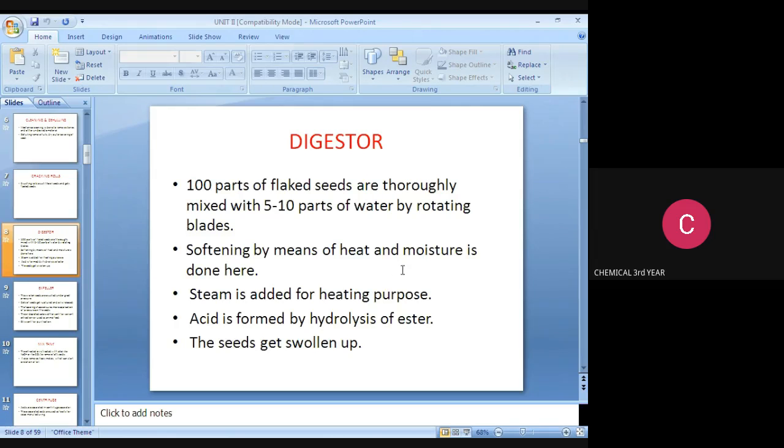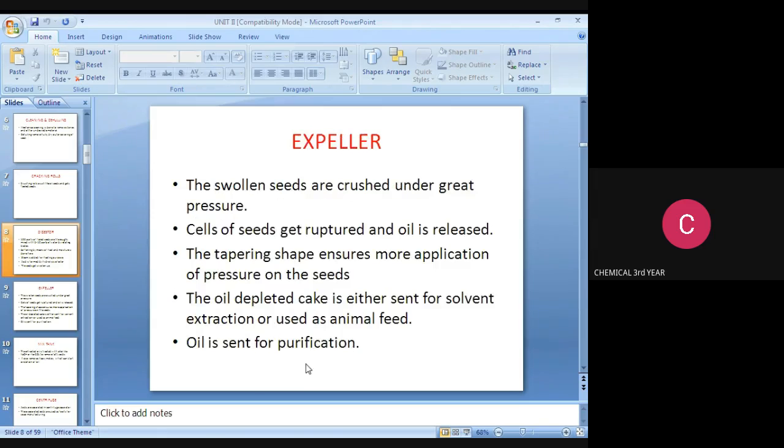Digester. In the digester, 100 parts of flaked seed are passed through and mixed thoroughly with 5 to 10 parts of water by rotating blades. Softening by means of heat and moisture is done here. Steam is added for heating purpose. Acid is formed by hydrolysis of ester and then the seeds swell up.